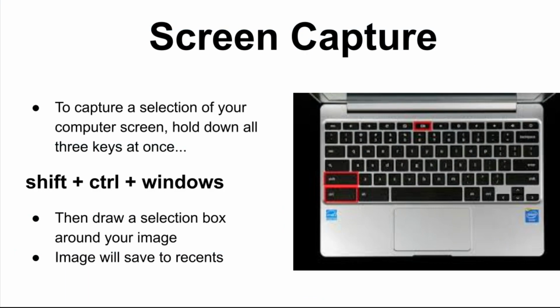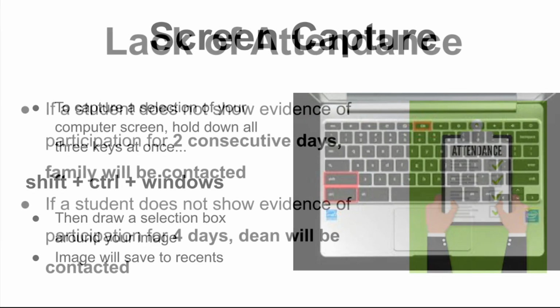To take a screenshot on your Chromebook, hold the keys Control, Shift, and Windows simultaneously. The window key is above the number 6 button. The screen will go dark and it'll be your job to next select a box around what you want to capture. It will then automatically save the image into your download folder.